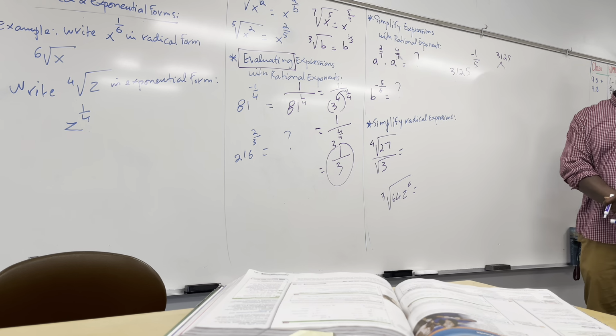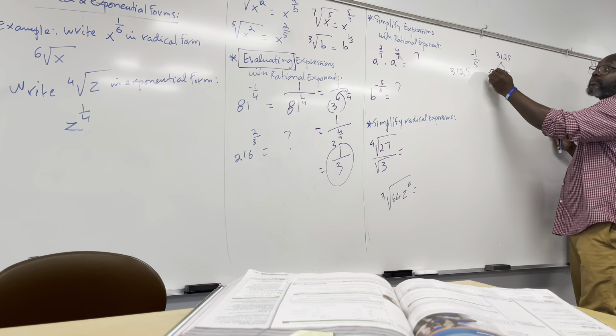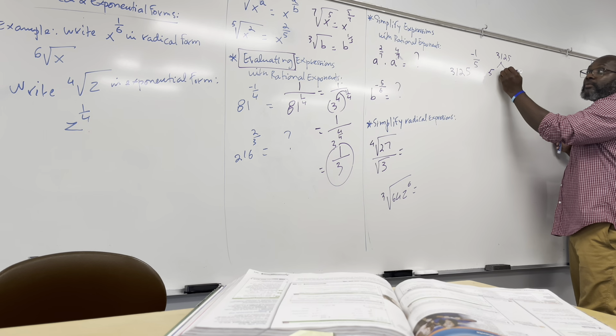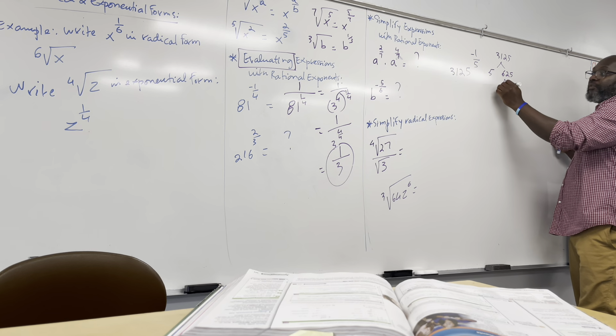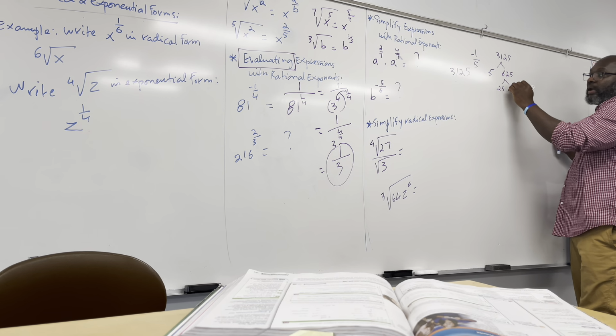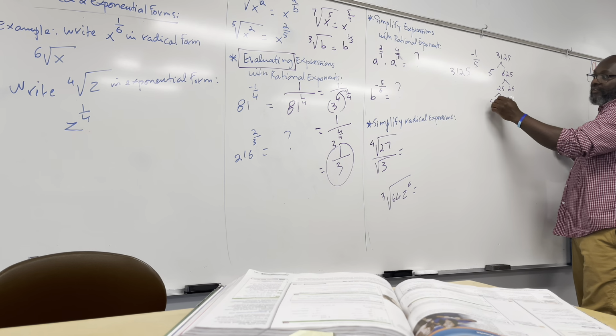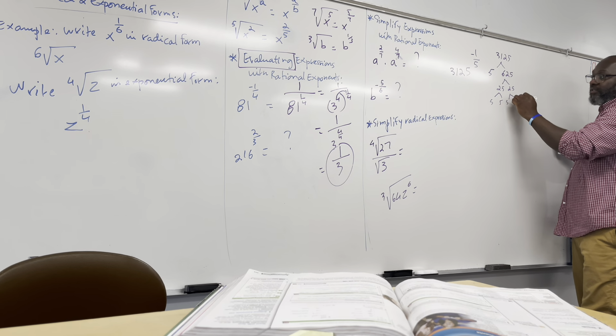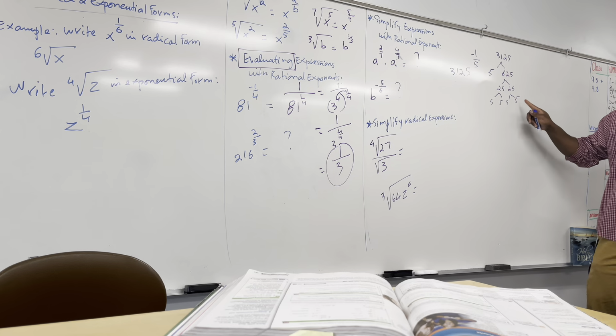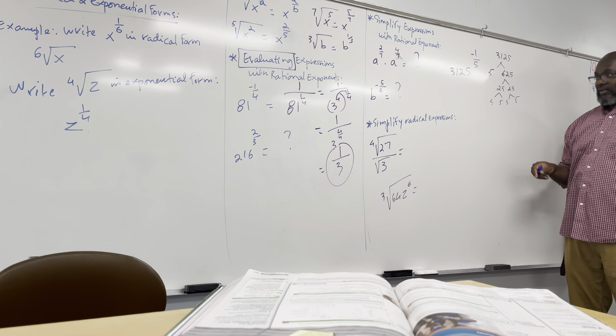What goes into it? 5 and 625, right? And 625 is 25 and 25, right? And now it's 5 and 5, and this is 5 and 5, right? How many 5s do we have? 1, 2, 3, 4, 5, right?